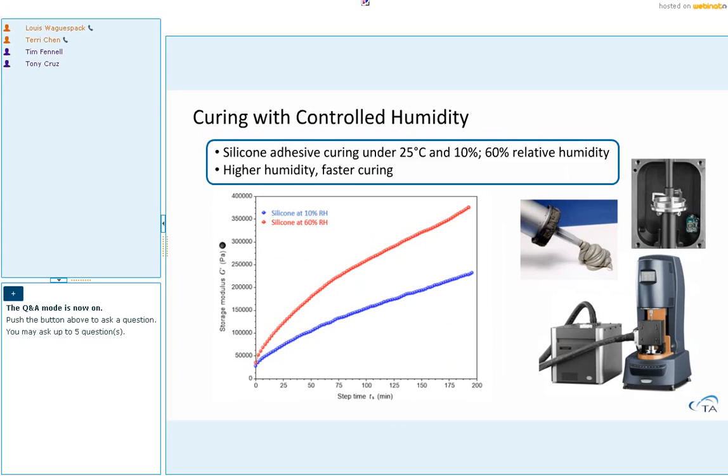The TA Instruments Discovery Hybrid Rheometer is also equipped with a humidity chamber. This humidity chamber allows rheological measurements to be conducted with both temperature control and humidity control. Here is an example showing the measurement of a silicone caulk cured under different RH environments. This result shows that, particularly for this caulk, it cures much faster in a higher humidity environment.